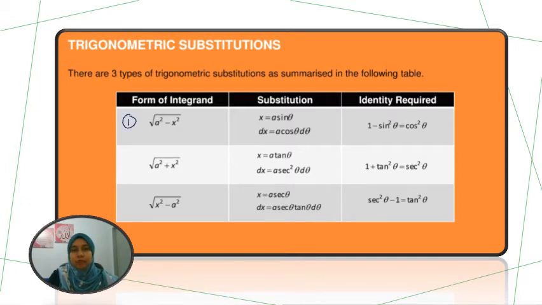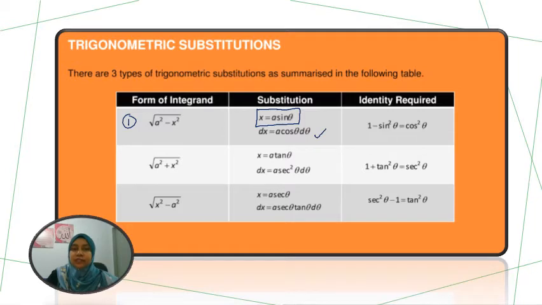Number one, the square root of a square minus x square. So if you look at this form of integrand, a square minus x square, we use the substitution x equal to a sine theta. Then we differentiate x with respect to theta, so we get dx over d theta equal to a cos theta.